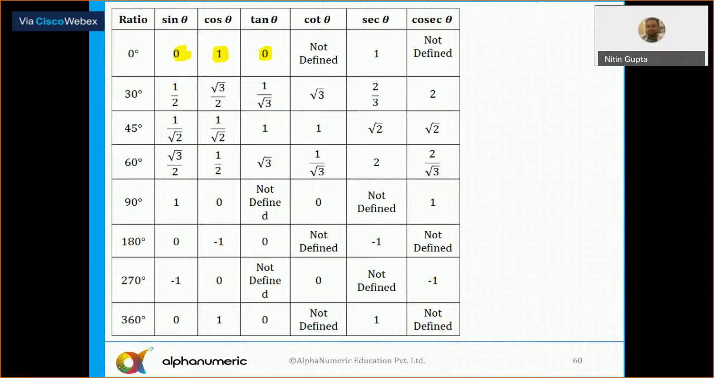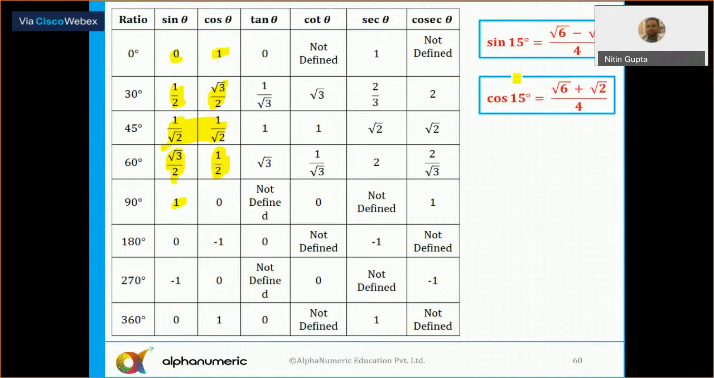Because tan is sine by cos, cot is the reciprocal of tan, sec is the reciprocal of cos, and cosec is the reciprocal of sine. So you just need to remember the values of sine and cos. Okay? So sine 0 is 0, cos 0 is 1, sine 30 is half, cos 30 is root 3 by 2, sine 45 and cos 45 is 1 by root 2, sine 60 is root 3 by 2, and cos 60 is equal to 1 by 2, and so on. I hope that you all remember all these formulas.